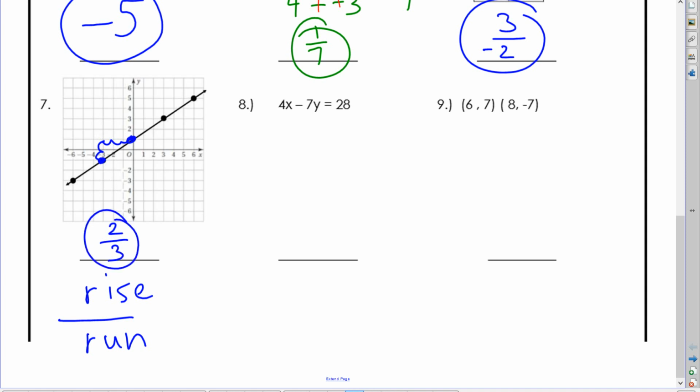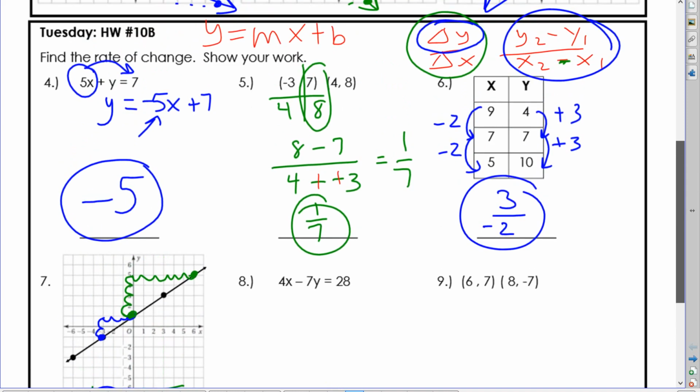Now if you had picked different points than me, like say these 2 here, and you counted your rise as 1, 2, 3, 4, and you counted your run as 1, 2, 3, 4, 5, 6, that would still be equivalent if you reduced it to 2/3. So this answer is correct, but this answer is better.